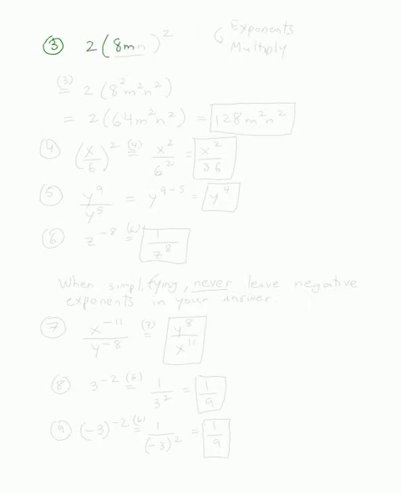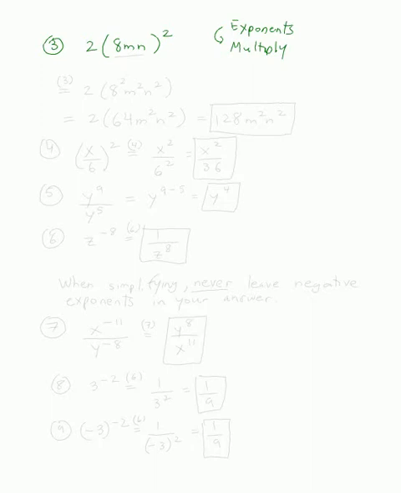2 times 8mn squared. This problem is a little bit harder than the others because we have to make a decision. Do we multiply the 2 times the 8mn first, or do we deal with that power first? Well, let's recall our order of operations. Exponents come first, and then we multiply. Okay? Exponents, and then we multiply by the order of operations. So we have to deal with this power first, and then we can multiply that 2 that's in front.